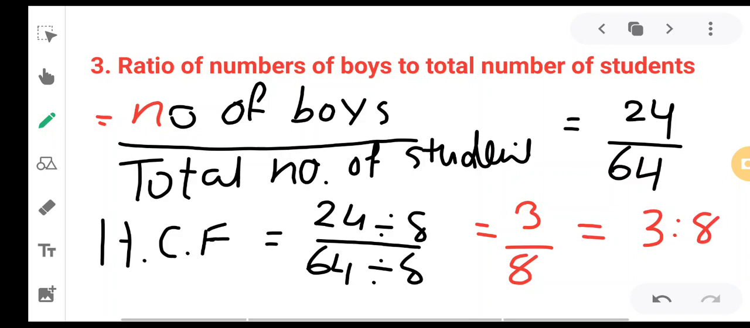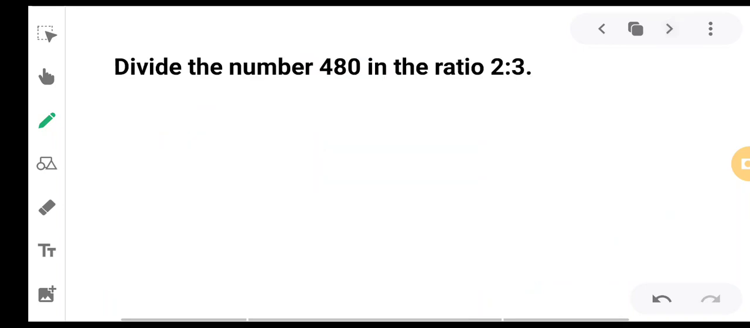Now we move to the next sum. Students, the question is: divide the number 480 in the ratio 2:3. Students, now we have to divide one amount in two different ratios. So how do we divide this number into two different ratios? Let's start. That is a really very easy sum, students.